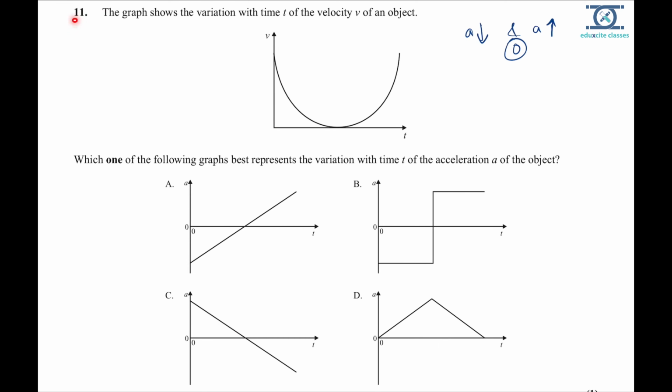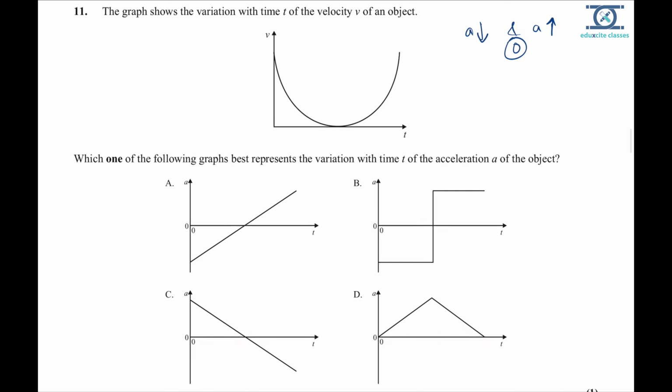Okay, now question number 11. The graph shows the variation with time t of the velocity v of an object. Now you can see here the velocity is decreasing and then it is increasing. Which of the following graphs best represents the variation with time t of the acceleration a of the object? In such type of question, guys, you have to check the options. First try to eliminate the options. Now here you can see the acceleration is constant. If the acceleration is constant, it has a straight line for the velocity versus time graph, but this is not the case. So option B is not the right answer.